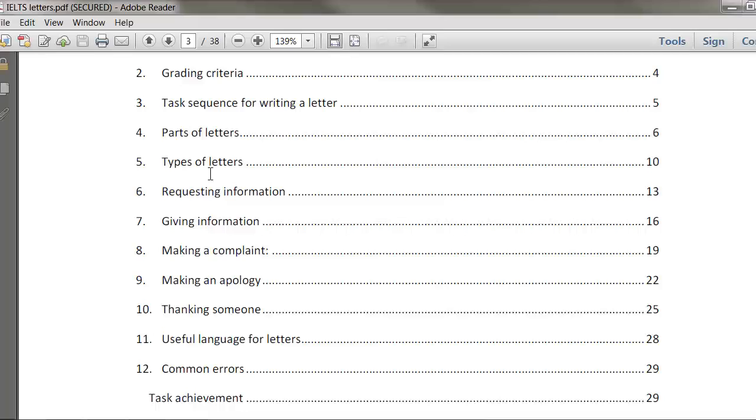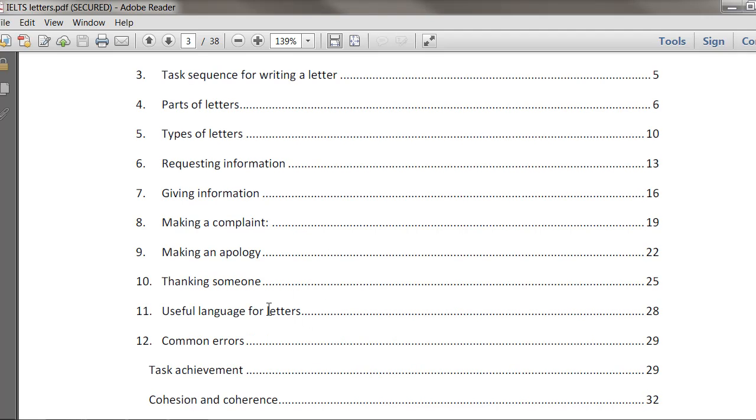So there's different types of letters. There's a couple of ways of distinguishing between them. One's the level of formality, like whether you're writing to a friend or whether you're writing to a stranger or a business, let's say. So the level of formality is really important. And then after that, there's different functions that you might be asked to do, like requesting information, maybe about product information, giving information, so maybe responding to somebody else's questions, making a complaint, maybe you have a noisy neighbour, you need to write a letter to them, making an apology, maybe you bothered a neighbour and now you've got to write and say sorry about the noise you made, thanking someone.